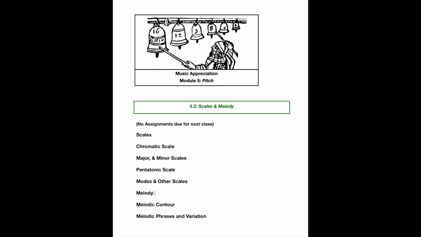And melody is probably one of the most primary elements of music, but also one of the most difficult to describe. Rhythm and harmony can be sort of cataloged and explained much easier than melody, which makes it kind of fun. So we'll talk about melodic contour, and we'll talk about melodic phrasing and variation.